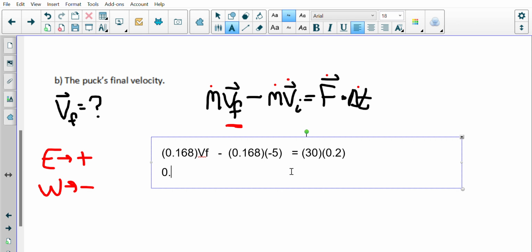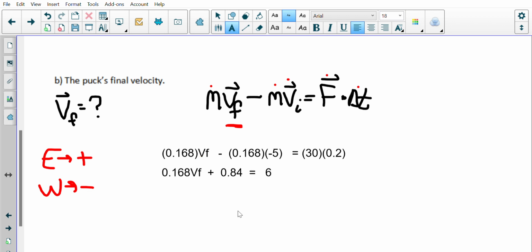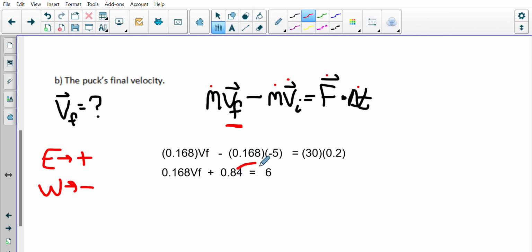Now to do a little bit of math. We have 0.168 times VF, and then minus 0.168 times -5, so I'm going to get a positive here. If I multiply those two numbers, to two decimal places I get 0.84. That's going to be equal to 30 times 0.2, which gives me 6. Now I'm trying to solve for VF, the final velocity of this puck, so I'm going to move that 0.84 over to the other side.